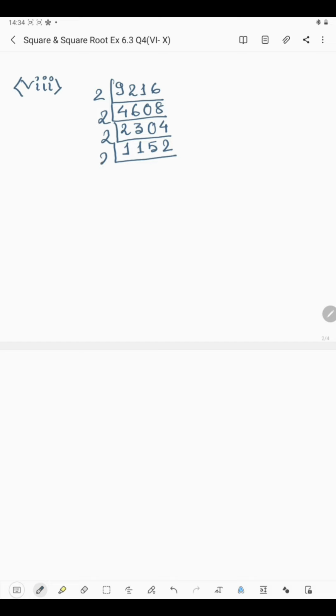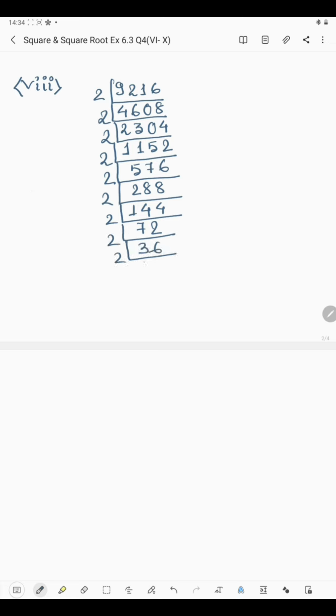Next, again it will be divisible by 2. 2 5s are 10, 2 7s are 14, 2 6s are 12. Again it will be divisible by 2. So 2 2s are 4, 2 8s are 16, 2 1s are 2, 2 4s are 8, 2 7s are 14, 2 2s are 4. 2 36s are 72, 2 18s are 36, 2 9s are 18. 3 3s are 9, and 3 1s are 3.